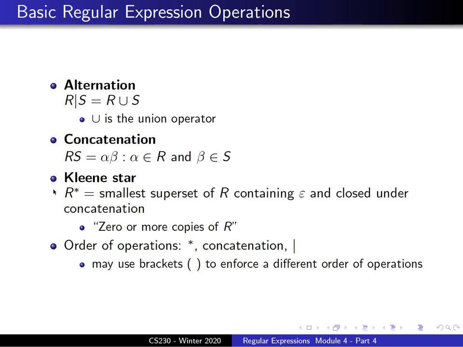Alternation, concatenation, and Kleene star have an order of operations. So the priority is the Kleene star first, and then concatenation, and then alternation. But we can use brackets in the same way that we can use brackets in arithmetic expressions to enforce a different order of operations.